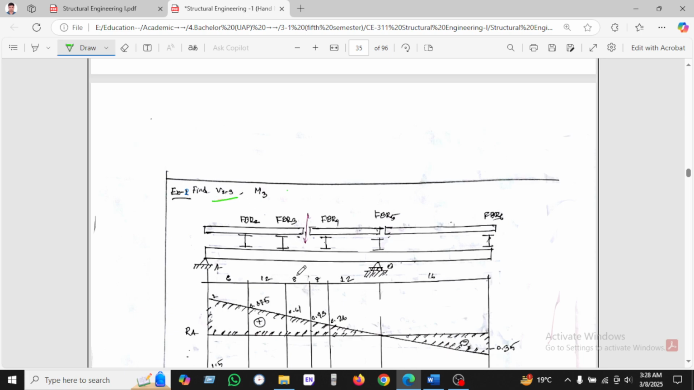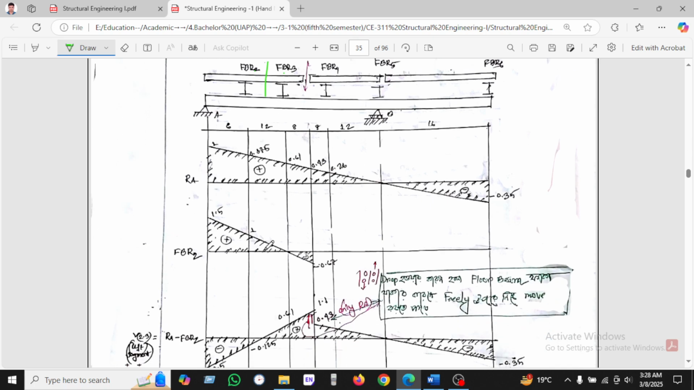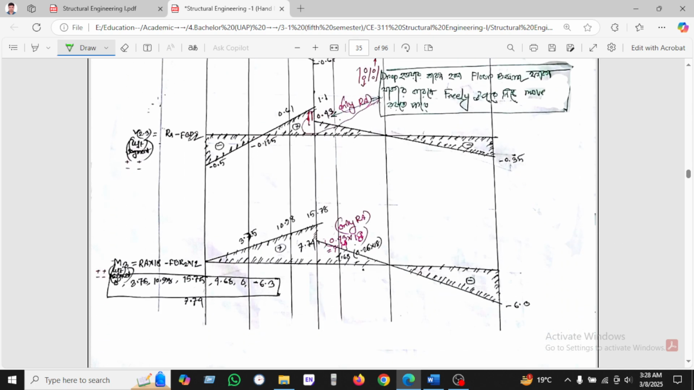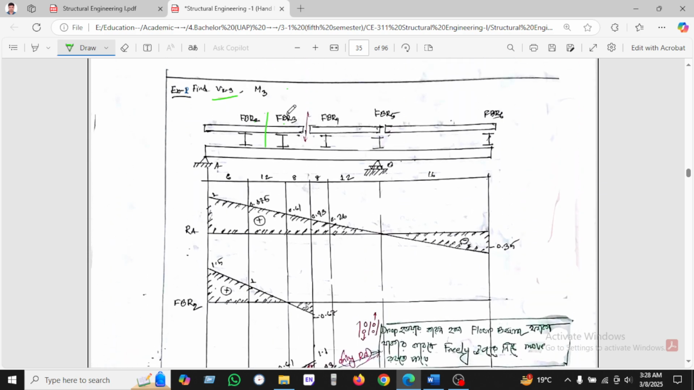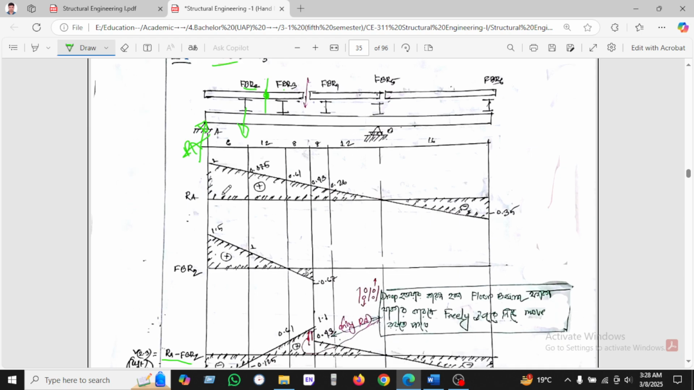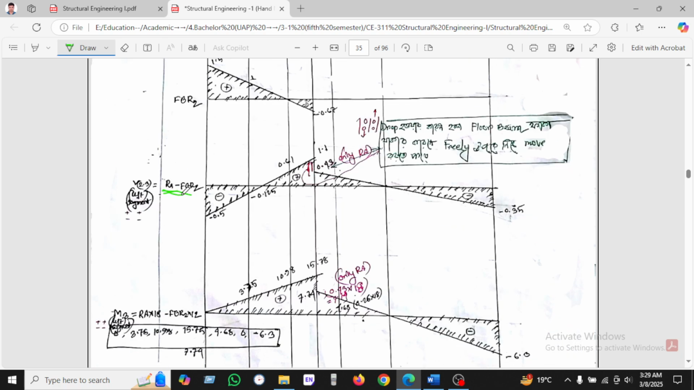So if we see here, 2 and 3, we will calculate in this portion. So for B23, we have to take the moment, the shear. We have to take the shear. We have seen that the reaction goes upward, so RA is upward, and another one, the floor beam, goes downward. So RA minus floor beam 2. This is our equation.